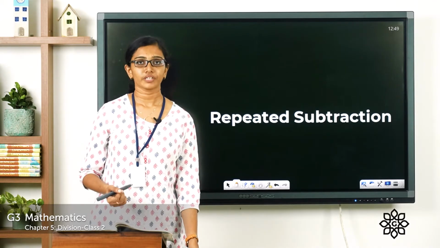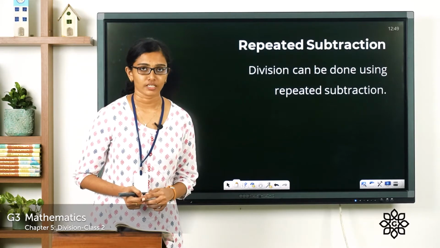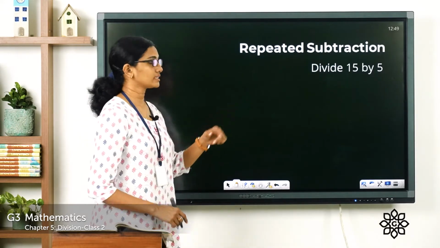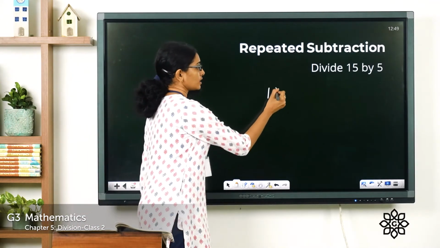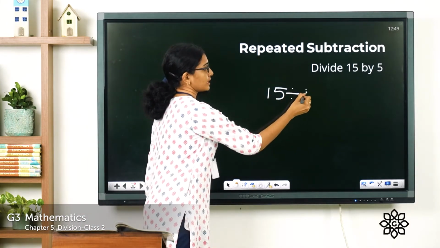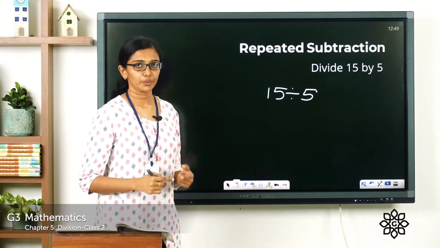See, we are learning about division, right? Division can also be done using repeated subtraction. Now, look at this question. Divide 15 by 5. How do you do it? You are asked to do 15 by 5 using repeated subtraction. How do we do this?